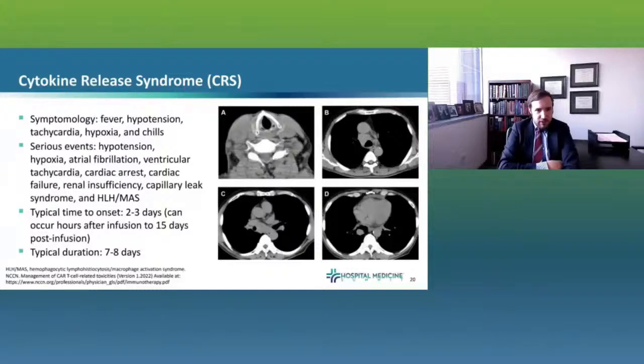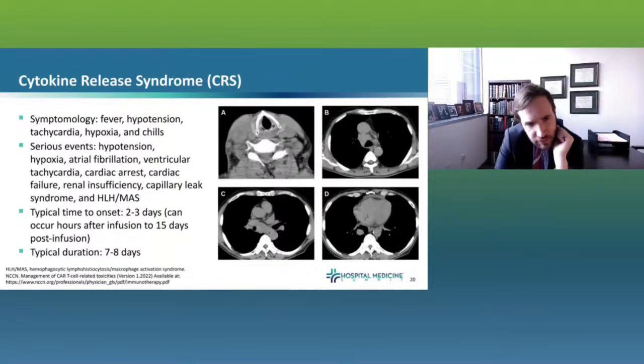And then serious events, you know, refractory hypotension requiring pressors, people getting hypoxic, requiring ICU management, ventilation, arrhythmias, ventricular tachycardias, people going to have cardiac arrest, cardiac failure, renal insufficiency, going on dialysis, capillary leak syndrome, where you just get huge leak of fluids. You can get anasarca, you can get more hypoxic and pulmonary edema, and then the dreaded HLH, MAS. HLH is hemophagocytic lymphohistiocytosis, and MAS is macrophage activation syndrome. Just think of it as the immune system on overload.